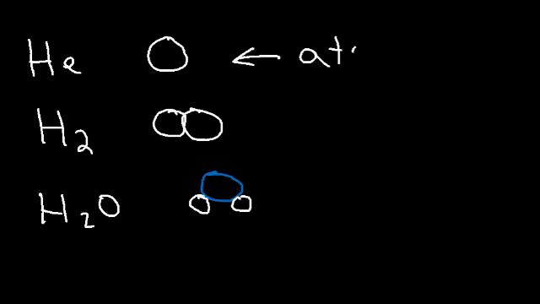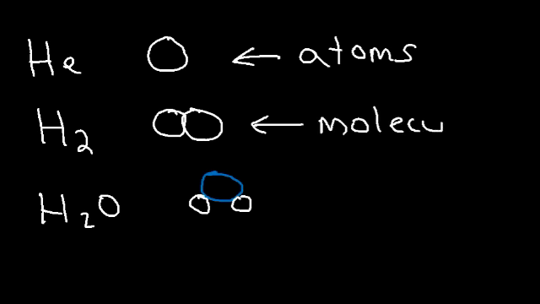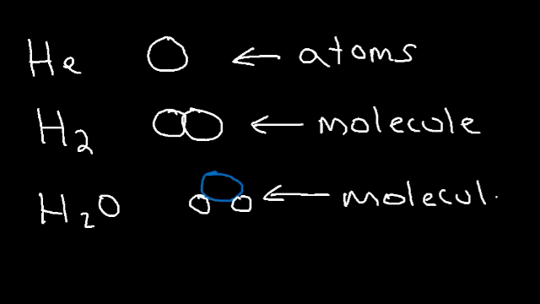So helium is composed of atoms. Hydrogen is made up of molecules. A molecule is composed of two or more atoms. It could be the same type of atom or different atoms. Water is also classified as a molecule because it contains more than two atoms. But also, water is known as a compound.